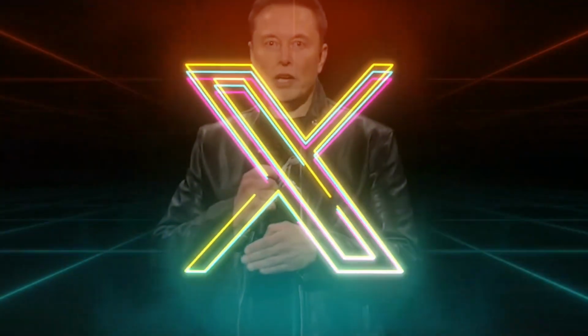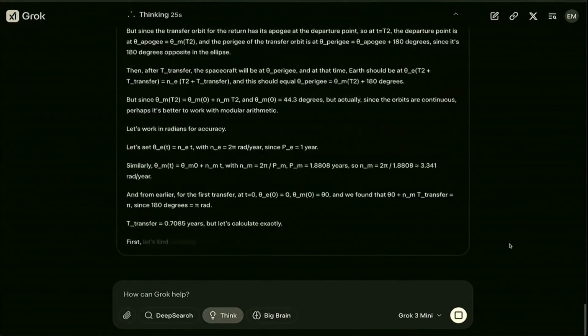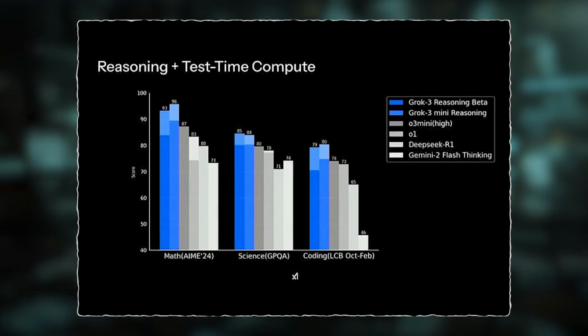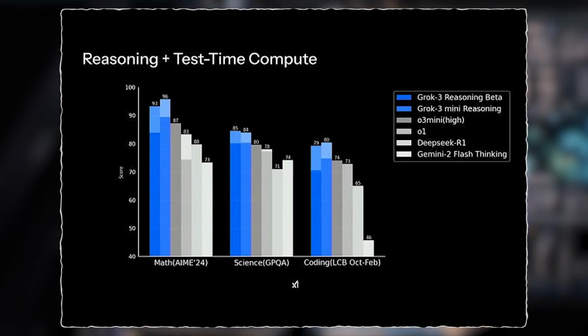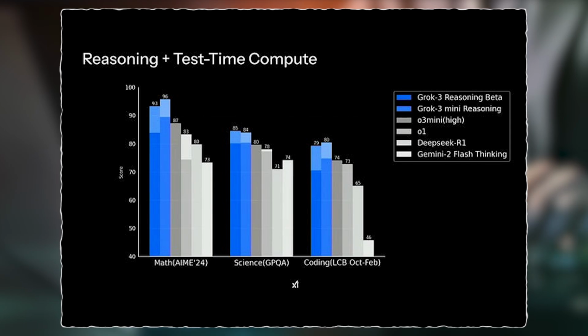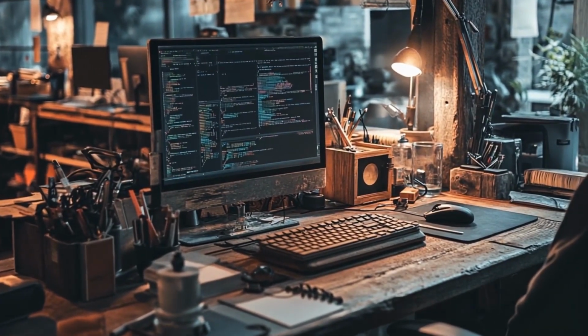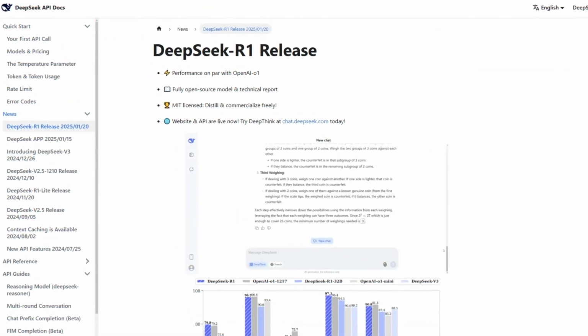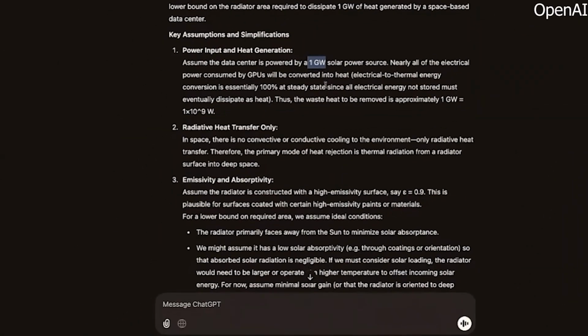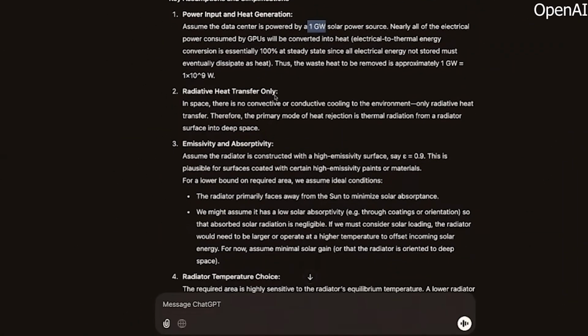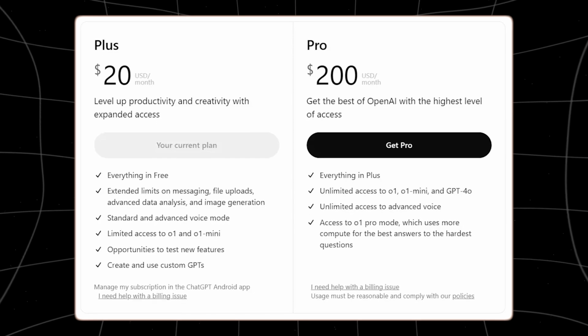The AI arms race just took another major leap. And this time, it's Elon Musk's XAI making headlines. The release of Grok-3 has sparked widespread attention after early benchmarks showed it outperforming DeepSeek R1 in reasoning tasks. But here's where it gets even more interesting. Grok-3 didn't just surpass DeepSeek, it also came close to OpenAI's O1 Pro, a model that costs $200 a month.